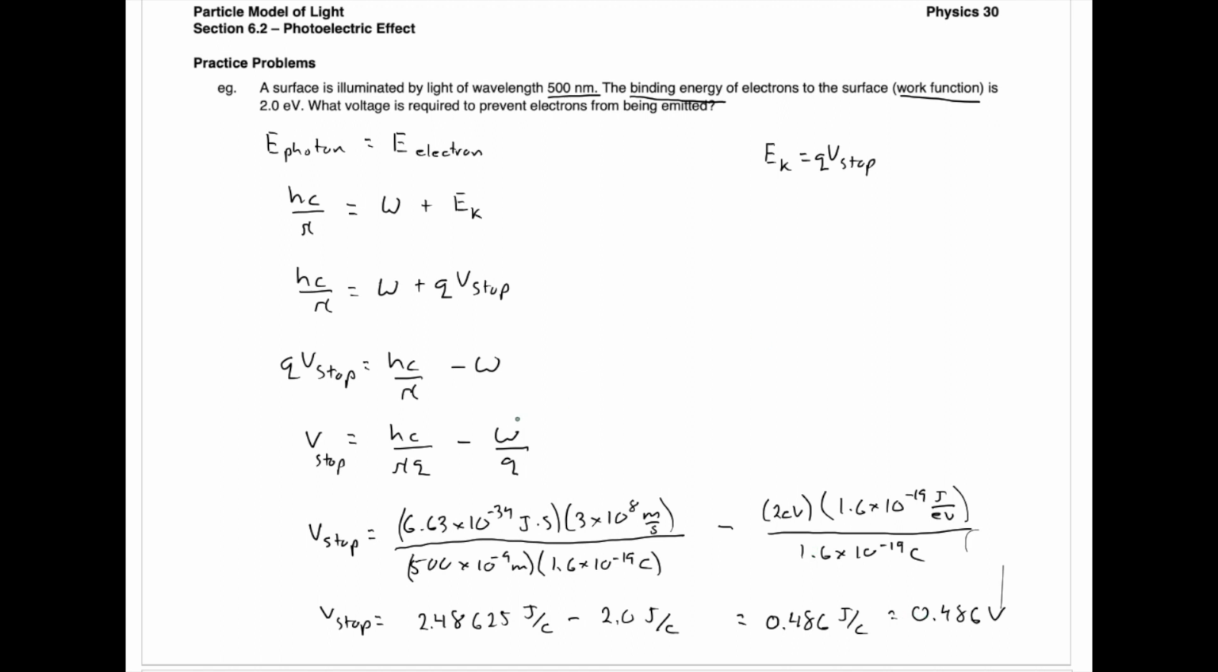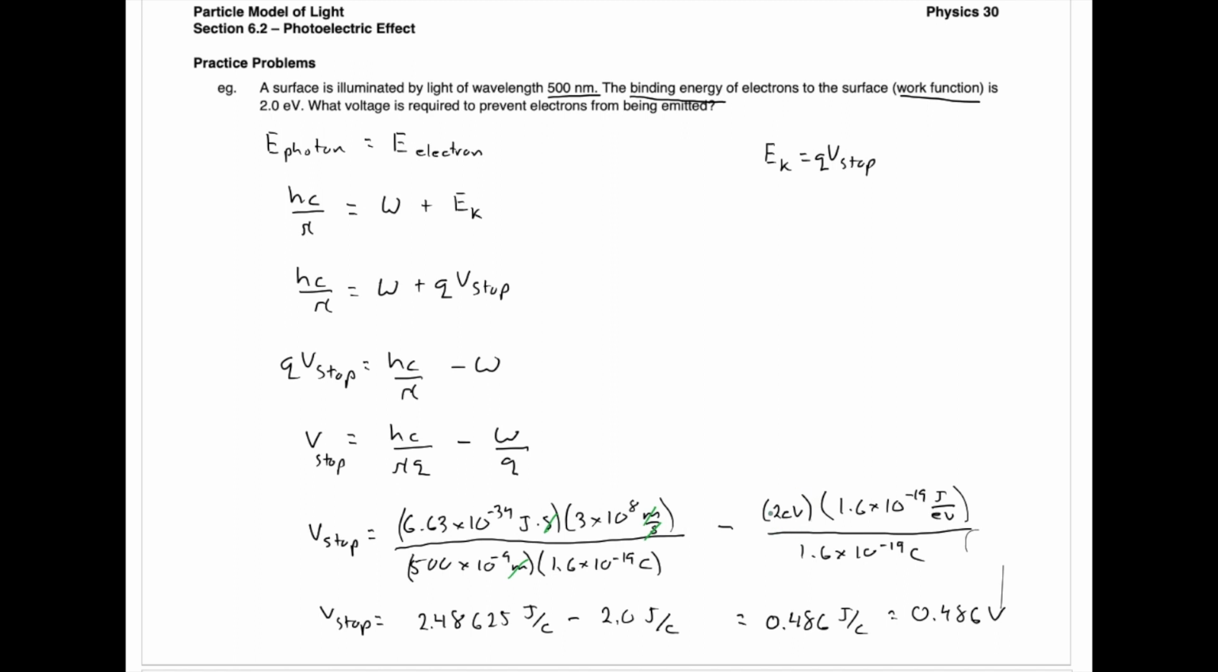Now do watch your units as you're going through here. I have this 6.63, and I need to use the 6.63 in joules times seconds so that my units are going to cancel out. And so what we'll see with our units is I have seconds and seconds canceling out, and meters over meters, which is going to leave me in joules per coulomb.